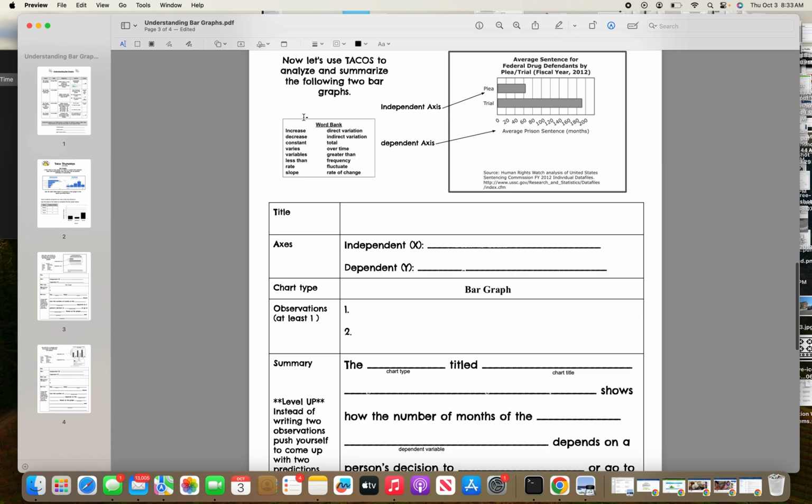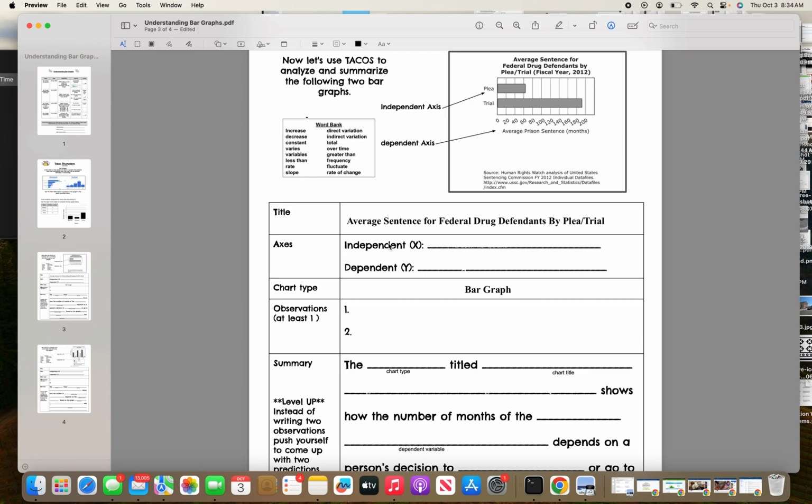As we do our summary, here's a word bank that we can try to use. Please try to use some words from the word bank to fill out when you're doing your observations, okay? First of all, what is our title? All right, we have the title right there. The title is, go ahead and blacken this in, average prison sentence for federal drug defendants by trial. It's right there. That's our title.